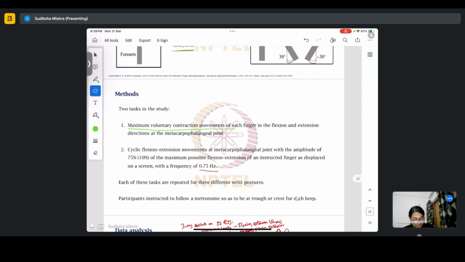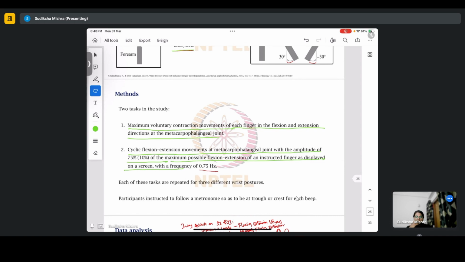maximum voluntary contraction movement of each finger in the flexion and extension directions of the metacarpophalangeal joint, and cyclic flexion extension movements at the metacarpophalangeal joint with the amplitude of 75% of the maximum possible flexion extension of an instructed finger as displayed on the screen, with a frequency of 0.75 hertz. Each of these tasks was repeated in three different wrist postures: flexed, neutral, and extended.